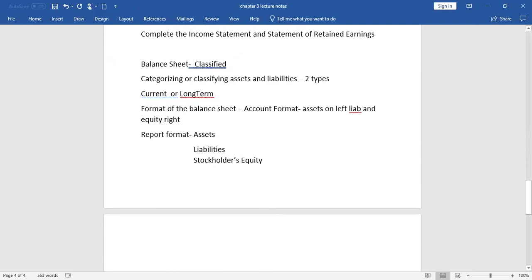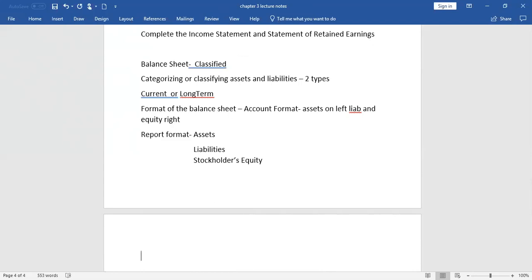So if you go to, let me find the page number. Come on. Go to page 190 of your book. You will see a report format balance sheet.